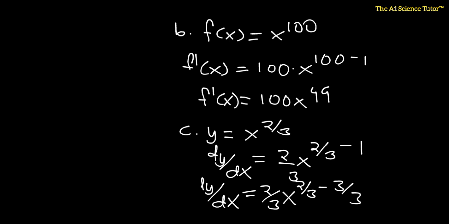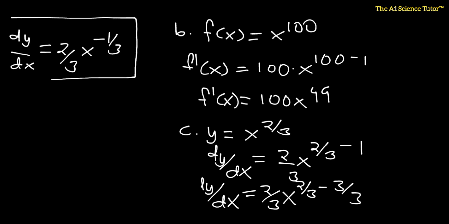And so this should give us 2 over 3 multiplied by x that will be raised to the power of 2 minus 3. So that gives us negative 1 over 3. So this will be the answer to the question. 2 over 3 multiplied by x to the negative 1/3.